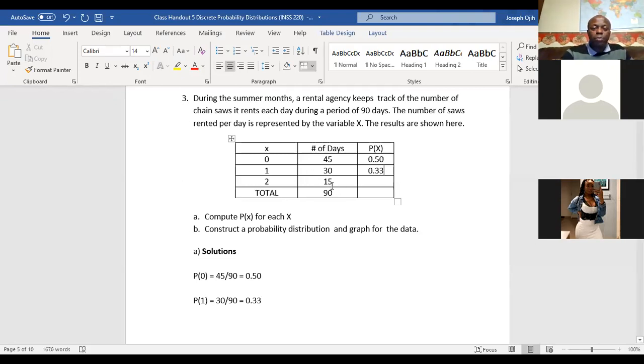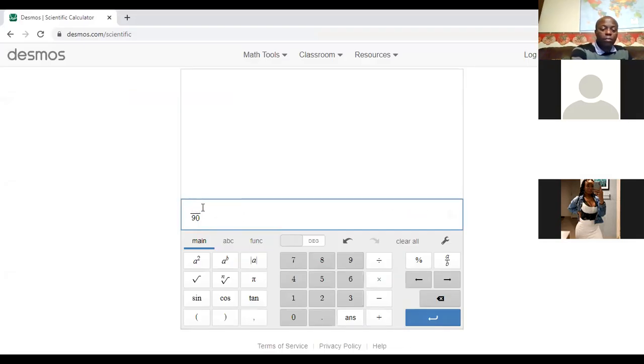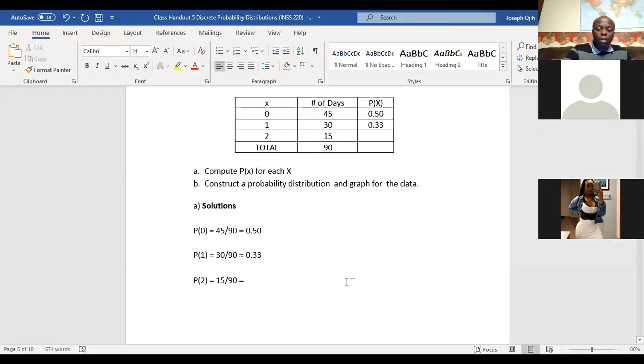Now, the last one is the probability of two chainsaws being rented out. Probability of two chainsaws equals 15 out of 90 days. In decimals, 15 over 90 is 0.1666, so we round it to two decimal places: 0.17, so we can graph it. Now we have all our outcomes, and we put 0.17 right here as well so that we can now graph the outcomes.